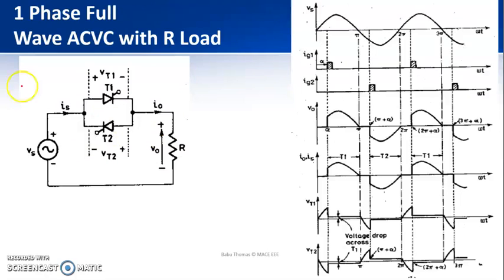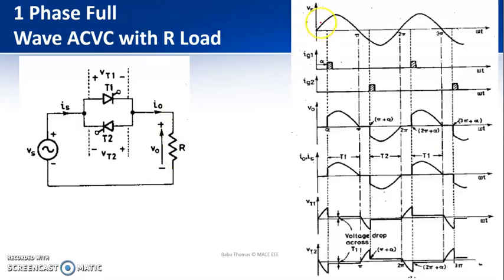So this is the basic circuit. Vt1 is the voltage across thyristor T1, Vt2 is the voltage across thyristor T2, and this is the source voltage, source current and the load current. In this case, the load current and the source current will be the same because the conduction happens only through here. So Is and I0 are the same. And this is a resistive load, so the output voltage V0 and I0 are in phase with each other, and the magnitude is I0 equal to V0 by R.